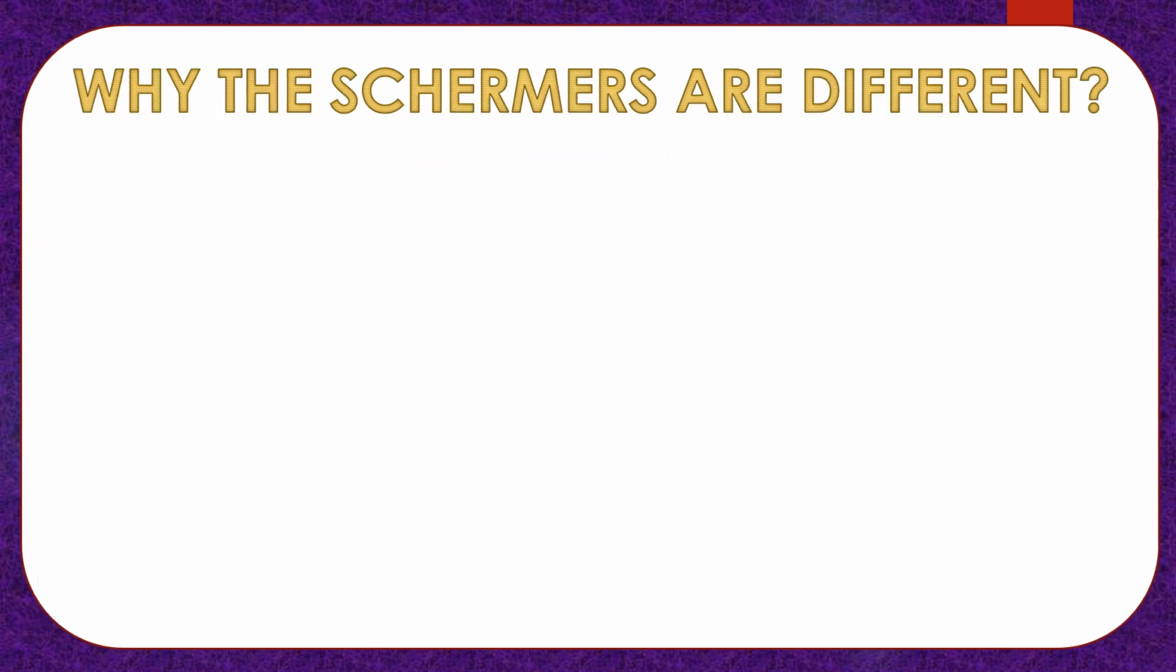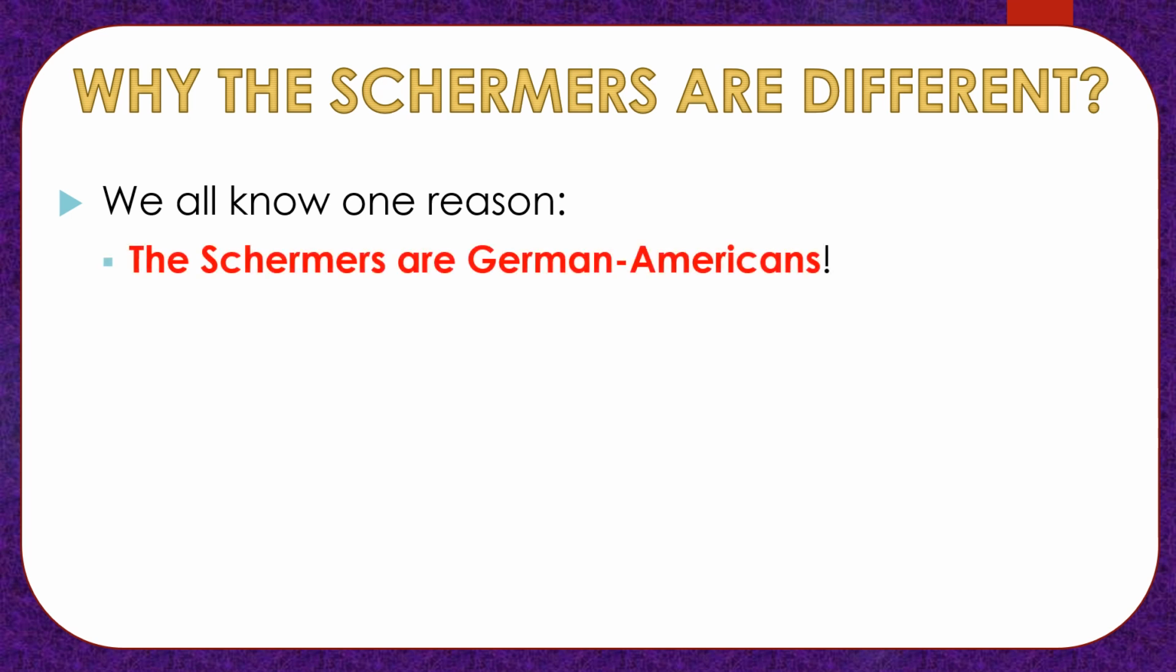Okay, as I mentioned earlier, the Schermers are different from the Turtle Lake people, and we know the first reason for it. Because the Schermers are German Americans. Obviously, bangsa berbeza. They are different in that way. But there are other things that make them different.